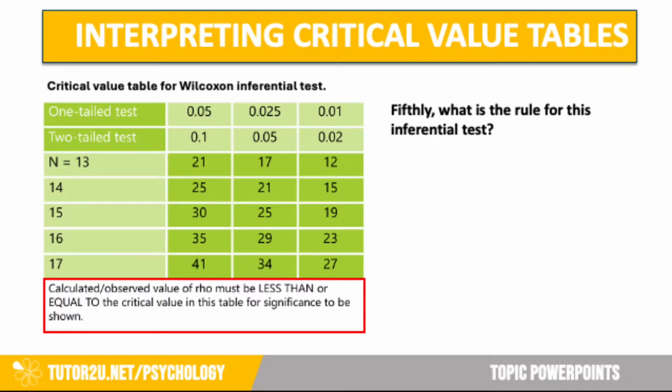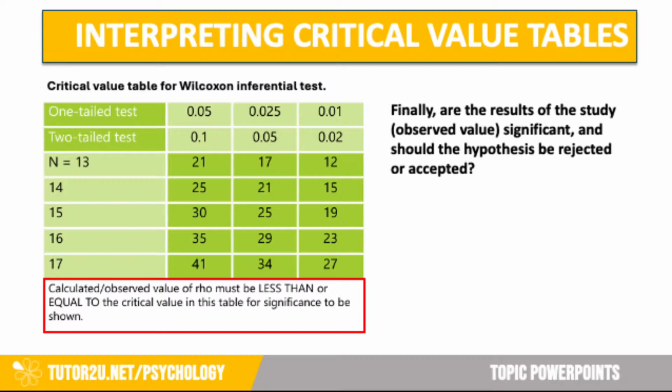So if you look for the Wilcoxon, it says the calculated or observed value must be less than or equal to the critical value in this table for significance to be shown. So if you had a critical value of 30, then your result would need to be less than or equal to 30 in order for it to be significant. If it was greater, then it would not be significant and you would be rejecting your hypothesis.